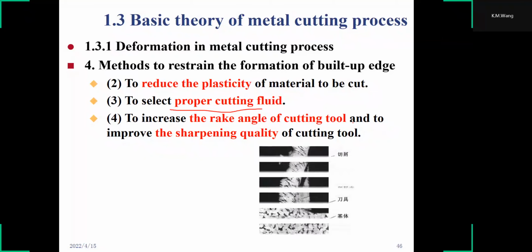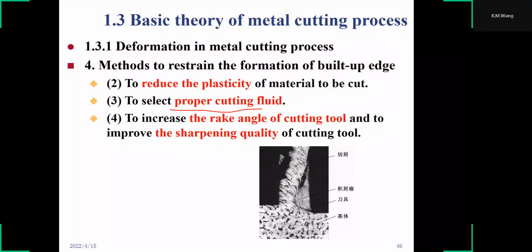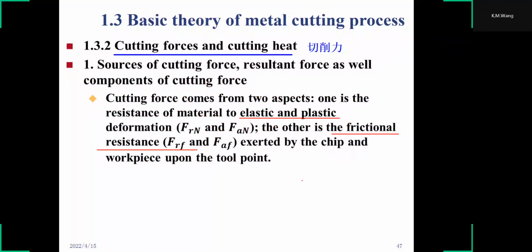Okay, this is the build-up edge. It will affect the cutting processes, decrease the efficiency of the cutting processes and increase the cost. So we should use these methods to restrain the formation of build-up edge. Okay. And then we will study the cutting force and the cutting heat.